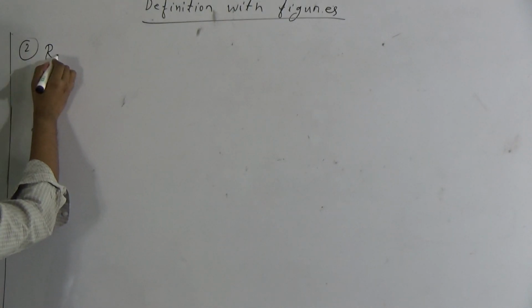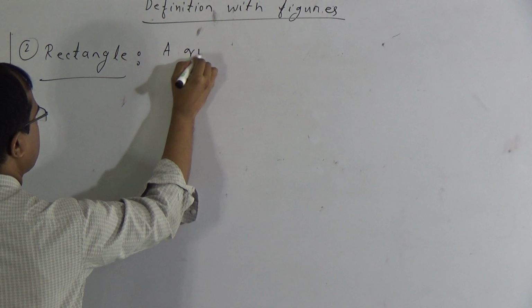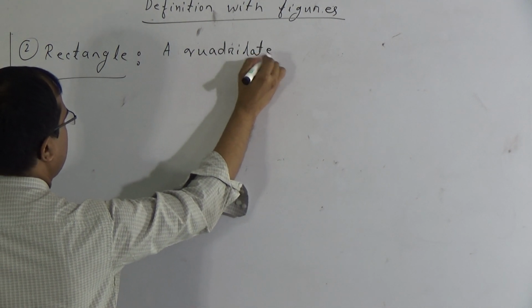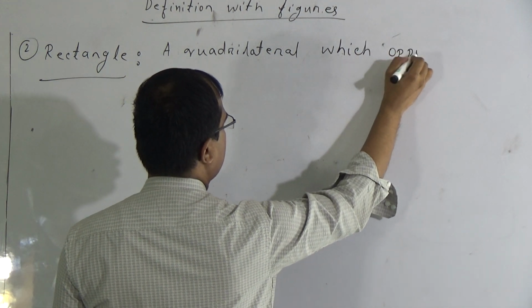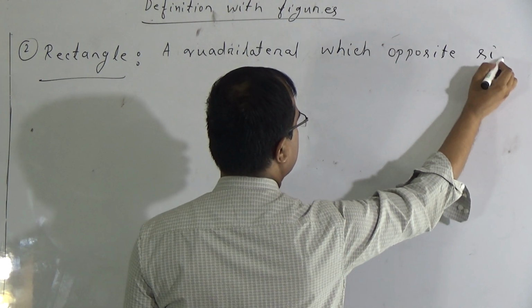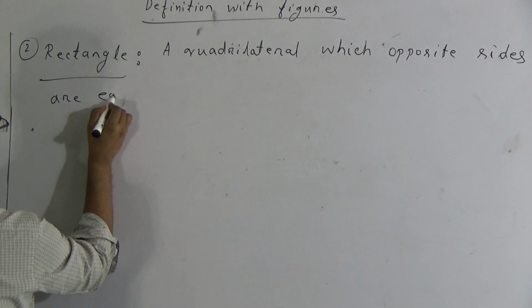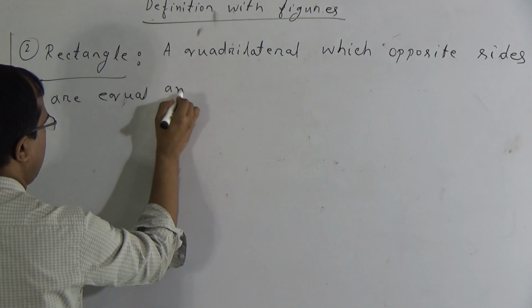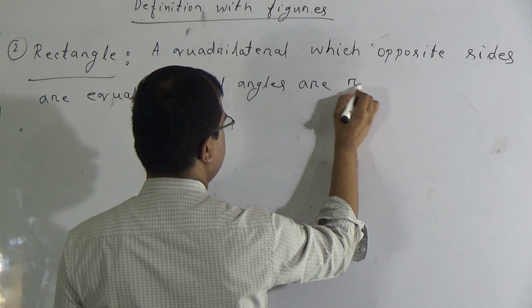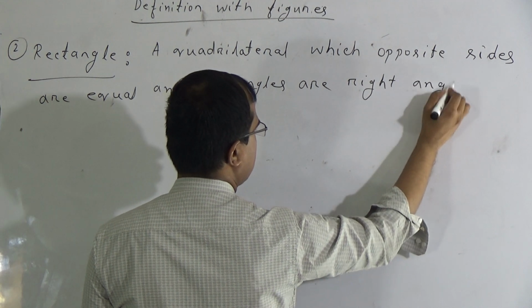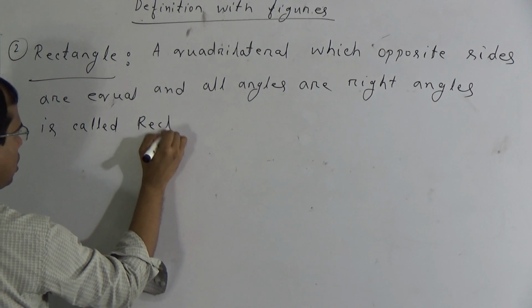Number two, rectangle. A quadrilateral whose opposite sides are equal and all angles are right angles is called a rectangle.